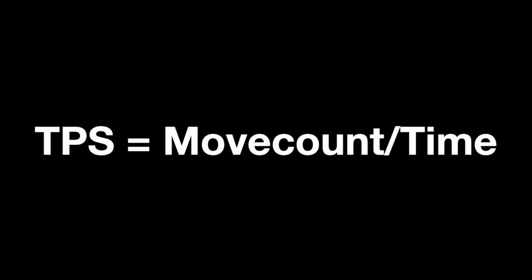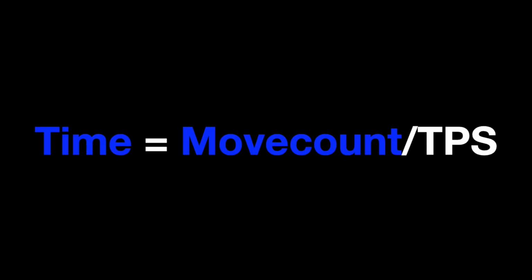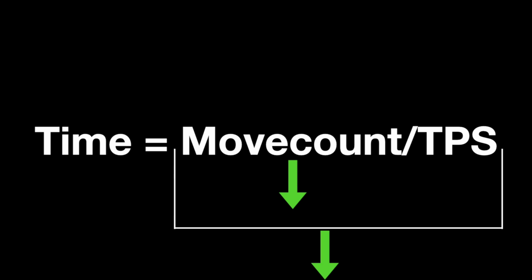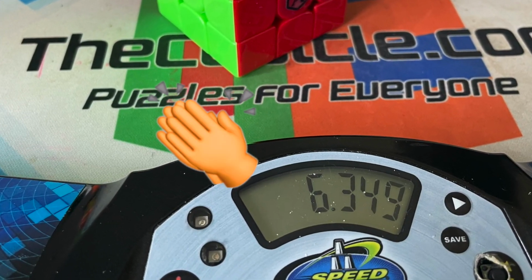And we can even prove this mathematically. The turns per second formula is TPS equals move count divided by time. Thus, time equals move count divided by TPS. So the lower the move count, the lower the quotient of move count and TPS, and thus the lower the time. And thus the faster the time. All this goes to show the importance of efficiency in your speed solves. Now, let's move on to the next section of this video.